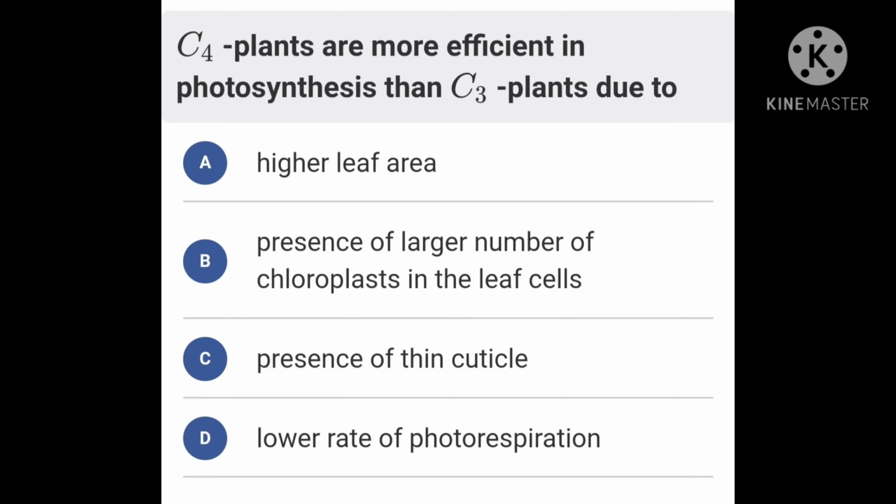C4 plants are more efficient in photosynthesis than C3 plants due to option A higher leaf area, option B presence of large number of chloroplasts in the leaf cells, option C presence of thin cuticle, option D lower rate of photorespiration. C4 plants are photosynthetically more efficient than C3 plants because C4 plants contain two types of chloroplast, that is bundle sheath chloroplast and mesophyll chloroplast.